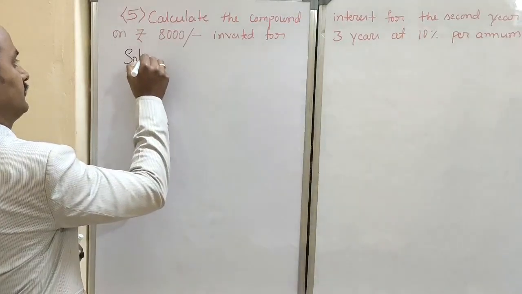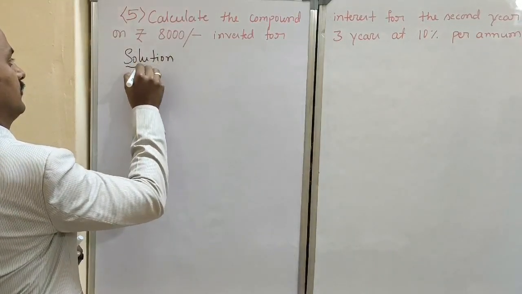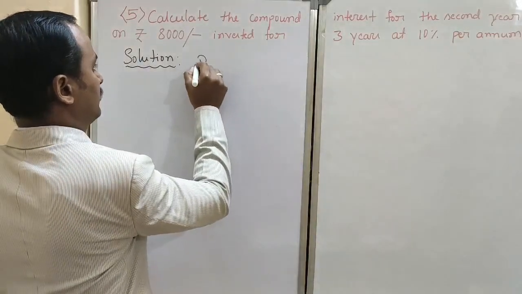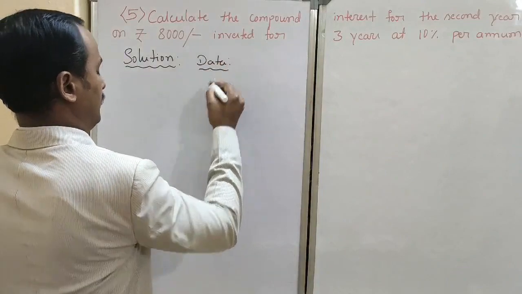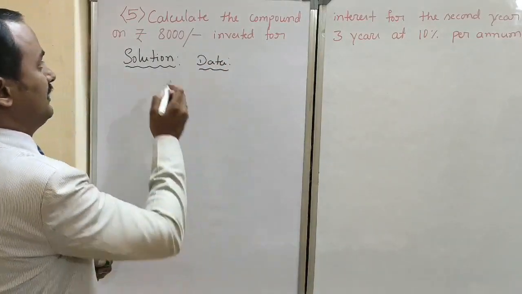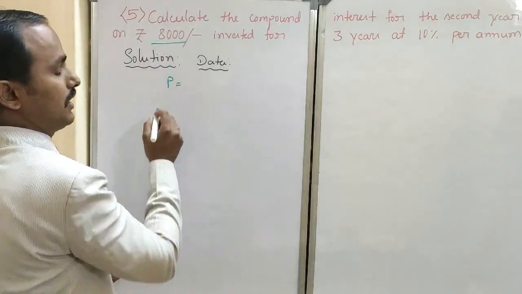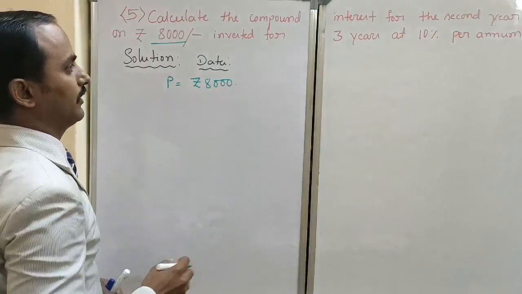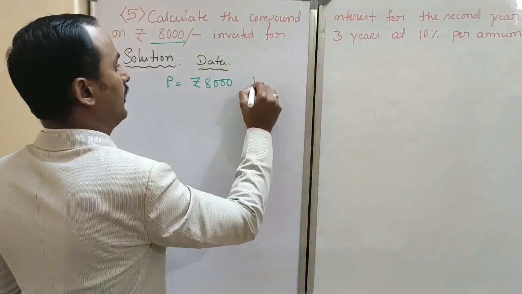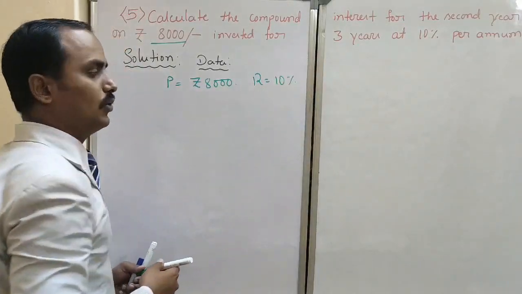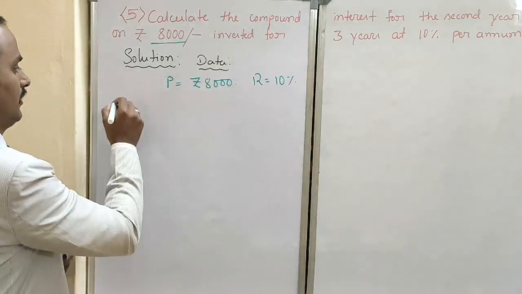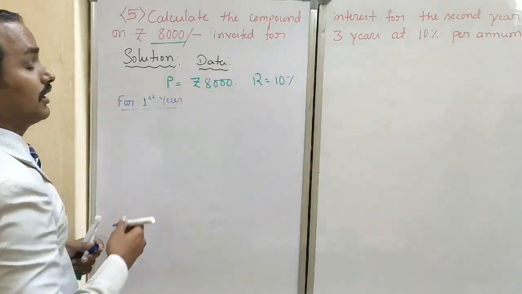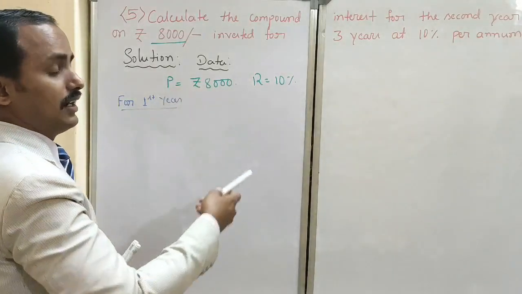Solution, dear children. Okay. Now, the given data, what is it? Look here. This is the principal. P can be denoted by principal, rupees 8,000. Then the rate of interest is 10% per annum. Now coming to the first year. For the first year, I will explain how much interest I am paying.